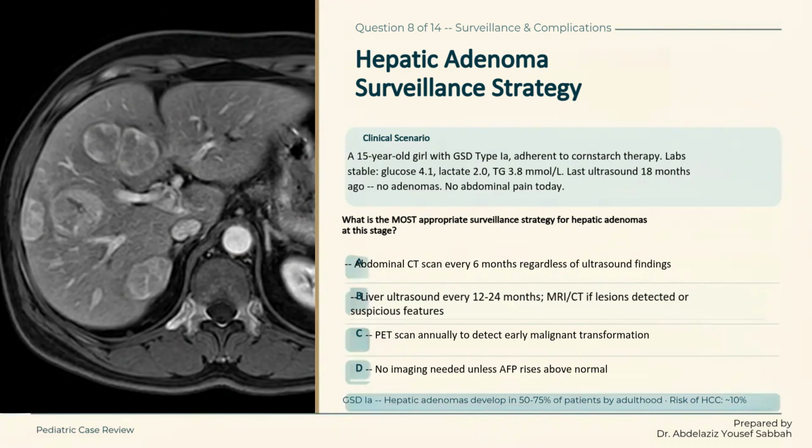Question 8. A 15-year-old girl with glycogen storage disease type 1A is adherent to cornstarch therapy. Her labs are stable, with glucose 4.1, lactate 2.0, and triglycerides 3.8 millimoles per liter. Her last ultrasound was 18 months ago and showed no adenomas. She has no abdominal pain today. What is the most appropriate surveillance strategy for hepatic adenomas at this stage?